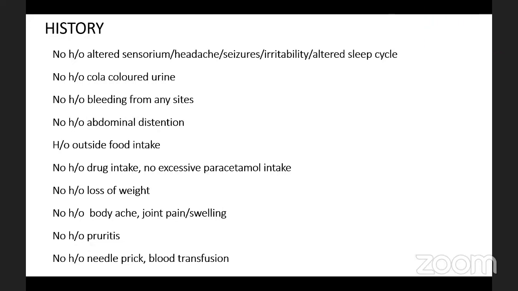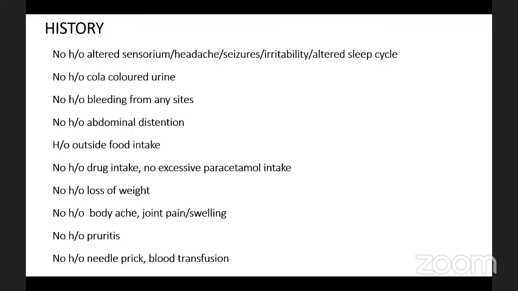Should I proceed, sir? History of outside food intake. Why did you ask that? Sir, to rule out hepatitis, in this case the child most probably has hepatitis A by the fecal-oral route. In this case, all his family also took outside food two weeks ago, street food, and after that all the symptoms started, sir.